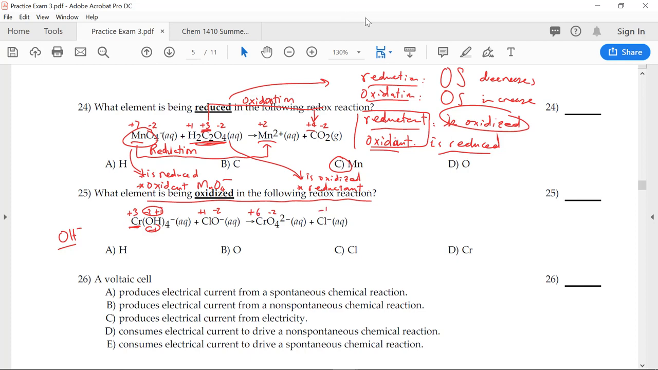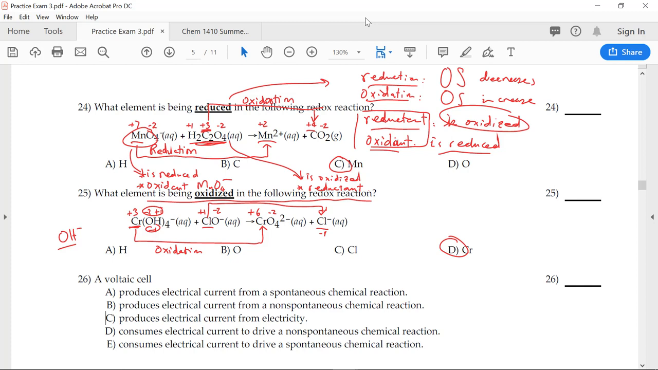So you look at the oxidation state change. Chromium, did you see that? This undergoes an increase. So this is oxidation. That means for question number 25, D is the correct answer. Similarly, the chlorine here undergoes reduction in that process because the oxidation state changes from positive 1 to negative 1, because this is negative 1 as we assigned already.